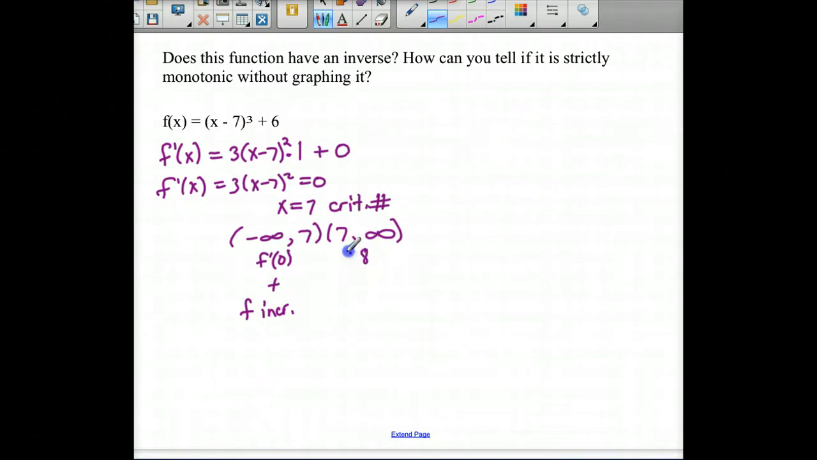Pick a number like 8. If I put 8 into the derivative, 8 minus 7 is positive 1. Square it, you get a positive, and again, times a 3 is positive. So if my slope is positive, that means the function is increasing. So did the function change from increasing to decreasing or vice versa at 7? No, it did not. We know that the graph must be increasing on its entire domain.